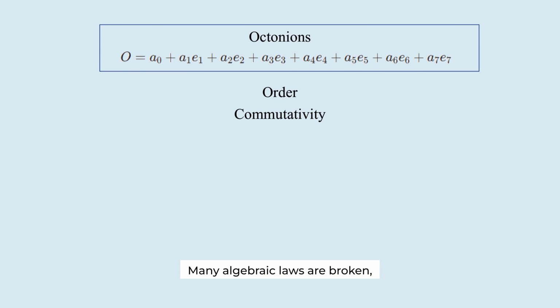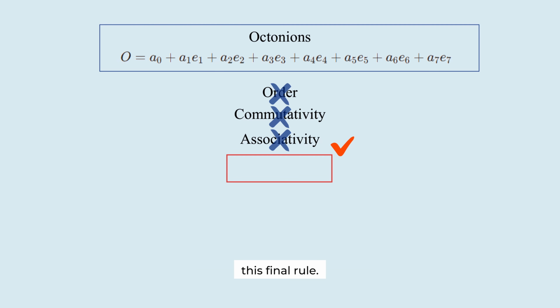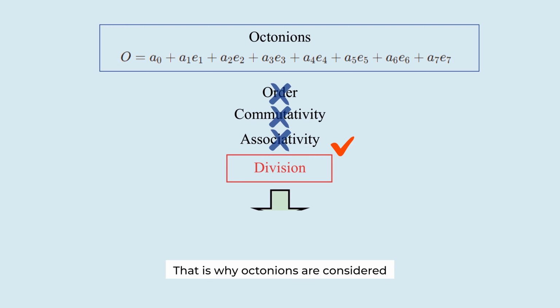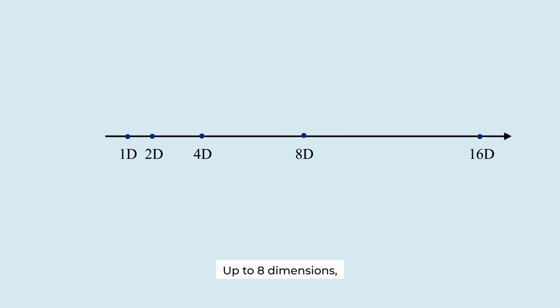Many algebraic laws are broken, but octonions manage to preserve this final rule. They hold on to division until the very end. That is why octonions are considered as the last number system. Up to 8 dimensions, division survives.